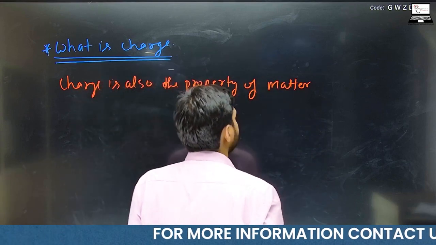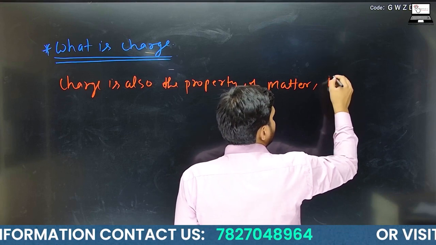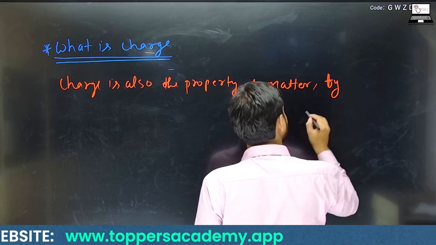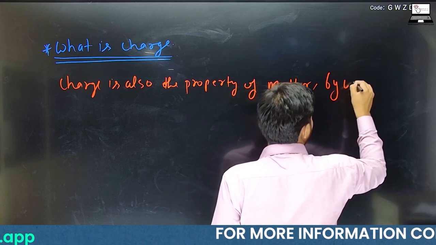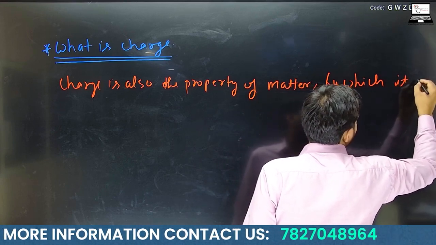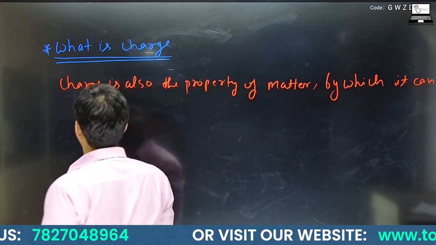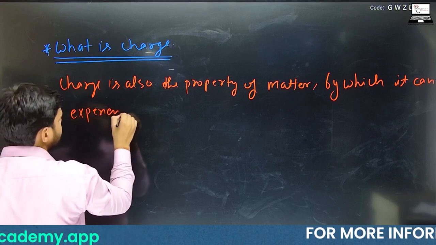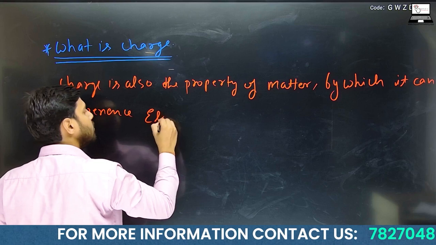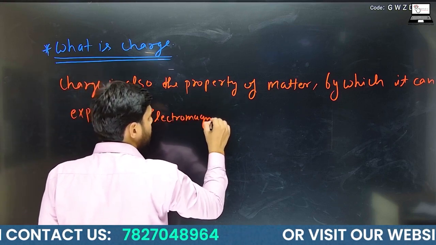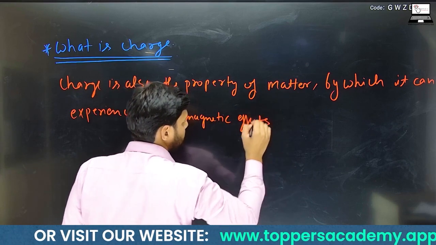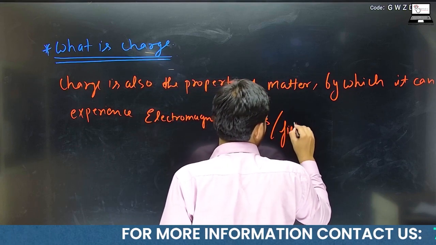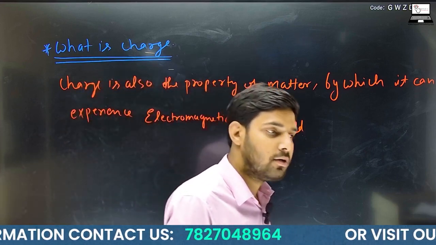But where is it used? Actually, it is that type of property by which a body that possesses charge can experience electromagnetic effects. Clear? By which it can experience electromagnetic effect or field. Clear? So this is the basic definition of charge.